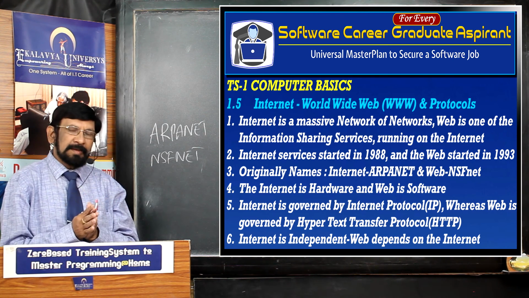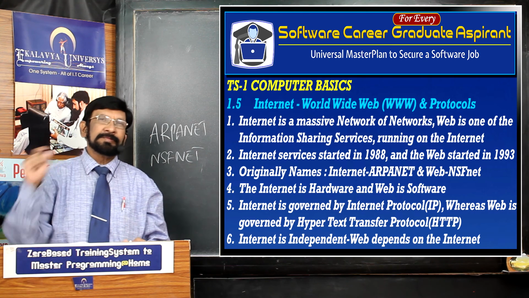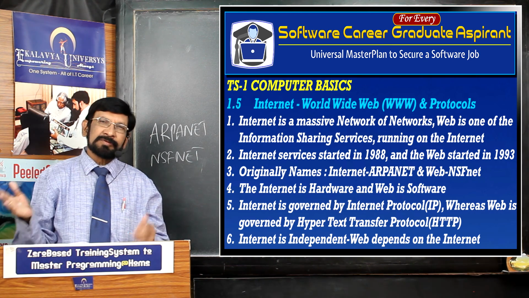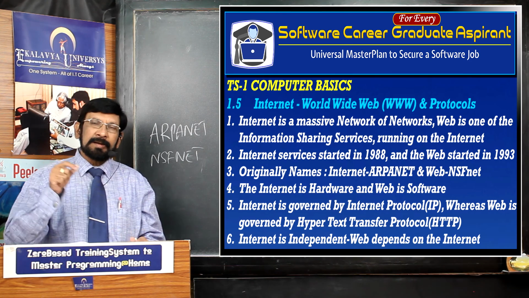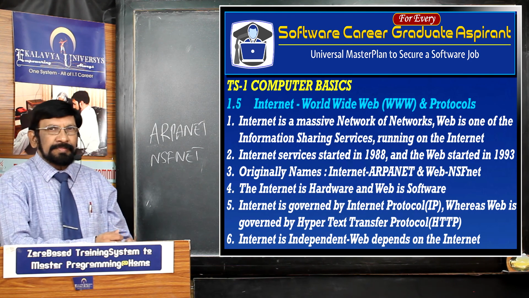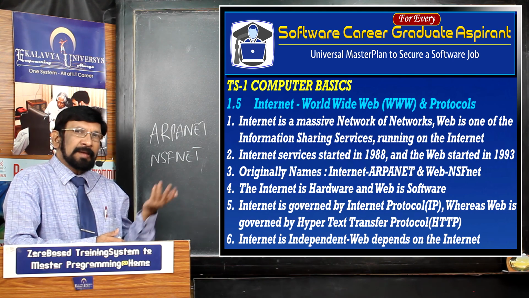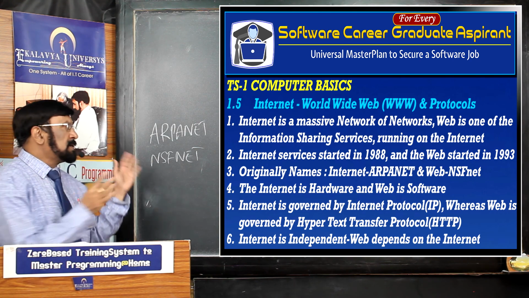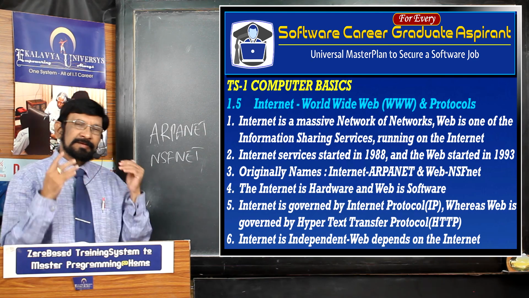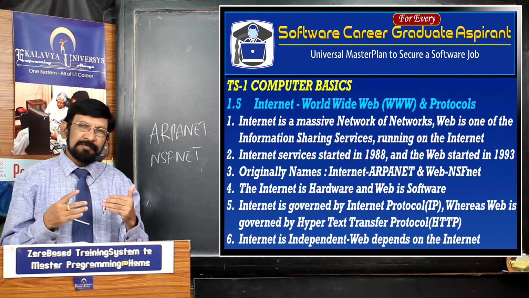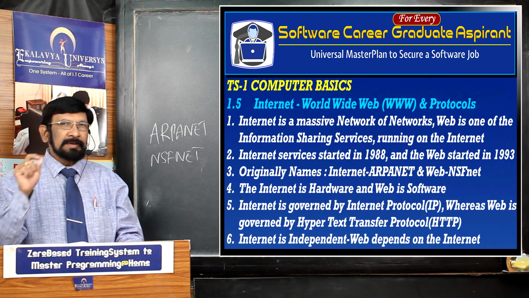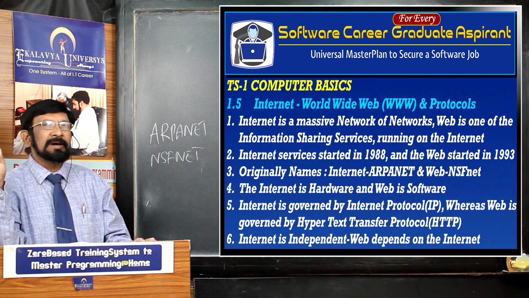And finally, the internet is independent. Without web also internet exists, but web is dependent. That means without internet there is no use of web. I can keep my system ready and it will be with me only. I cannot distribute my services, my information to others. That's why web is dependent on internet.